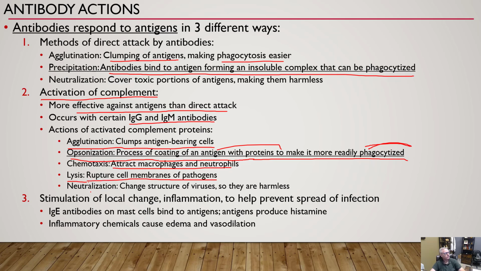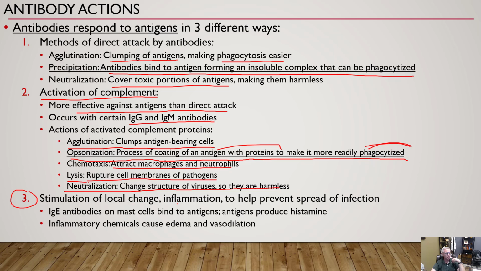Neutralization again, changing the structure of viruses as opposed to just covering up toxic portions of the antigens. So we've changed the structure of viruses. So now we've neutralized them. We've made them harmless. The third way is to stimulate local change.